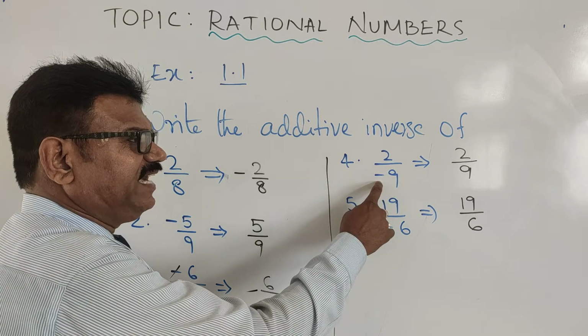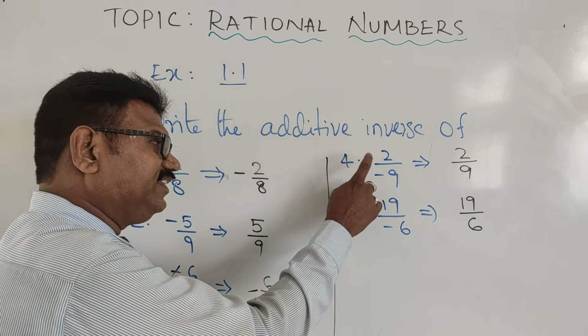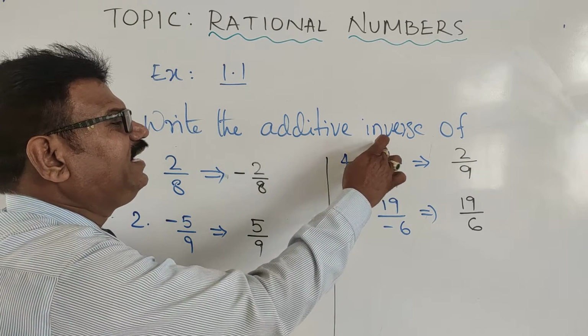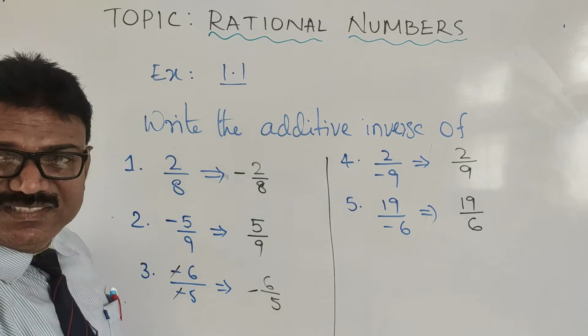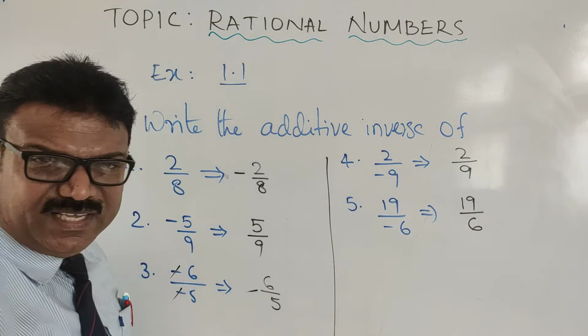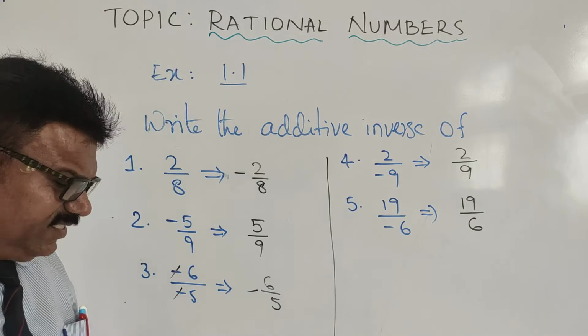2 by minus 9. I told you, the minus sign written here is the same, in the middle is the same, for the 2 is the same. Therefore, totally it is a minus sign, so the additive inverse will be plus: 2 by 9. Now 19 by minus 6, that is 19 by 6.